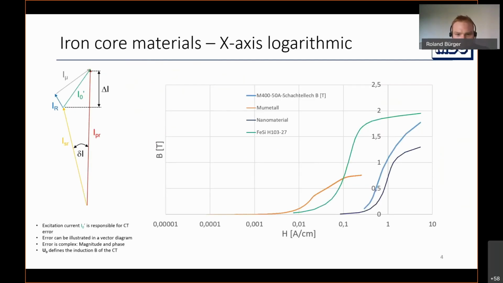Here we can see these are magnetic curves of the core material, and we can see non-linear effects. And of course, the magnetization current of the core is affecting the amplitude and the phase error. So we have maybe some problems. If we have a high dynamic range, we have to go from 0 to something like that. So we have nonlinear parts of the error curve.